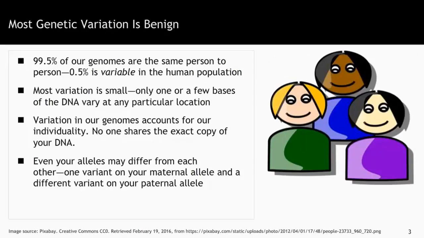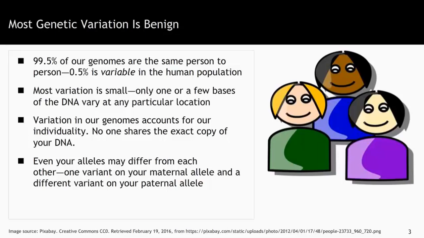It's important to remember that most genetic variation is benign, and really it's a very good thing to have in a population. The vast majority of our genomes are the same person to person, about 99.5%. That remainder, 0.5%, is variable in the human population. This variation is very small. Only one or a few bases of the DNA vary at any particular location, and those are known as polymorphisms, or single nucleotide polymorphisms, also called SNPs.